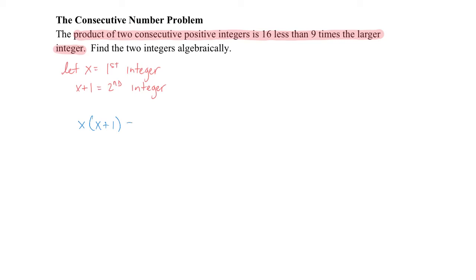Is, the word is means equal to. Now I'm at this part right here. 16 less than 9 times the larger integer. Well, the larger integer is x plus 1. So 9 times the larger integer would be 9 times x plus 1. And 16 less than that means I have to subtract 16. So the product of the two integers is 16 less than 9 times the larger integer. And once I have this, now it's a matter of solving.